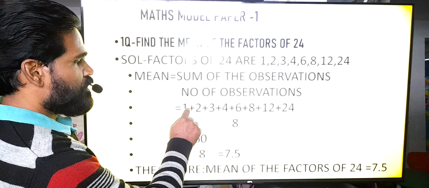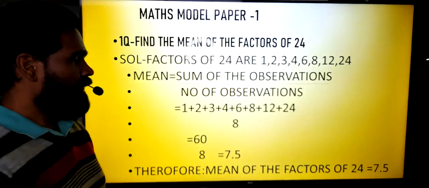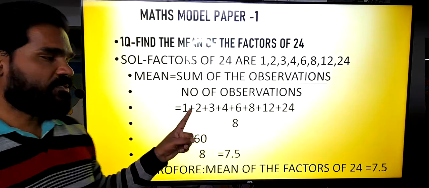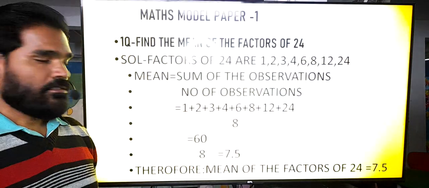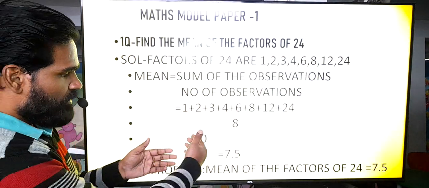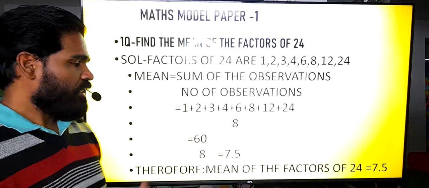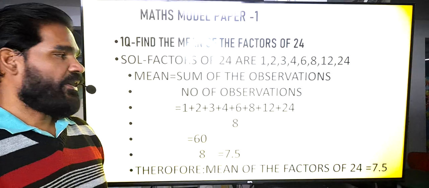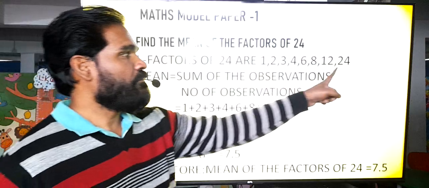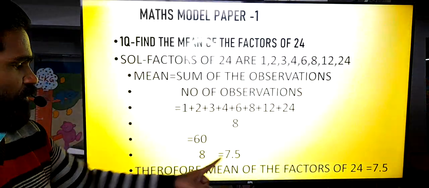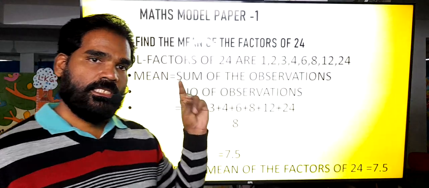Okay, so 1 plus 2 plus 3 plus 4 plus 6 plus 8 plus 12 plus 24 divided by 8. After having added all these observations, we get this total 60, and continue writing this divide by 8. 60 by 8. So when you divide 60 and 8, you will get the answer 7.5. What is 7.5? 7.5 is called the mean, or else the average taken from all these numbers. So 7.5 is called the mean of the factors of 24.